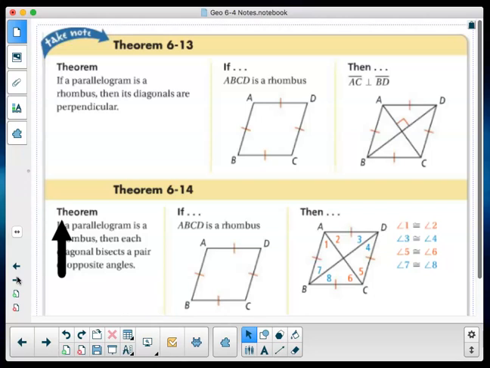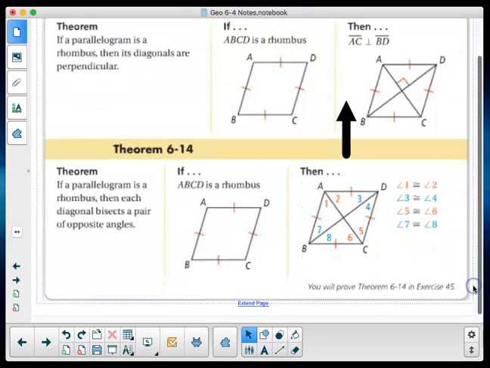Now in this next one, if ABCD is a rhombus, if a parallelogram is a rhombus, then its diagonals are perpendicular. Then when I draw diagonals, I get a right angle. This is important. Diagonals are perpendicular in a rhombus. Oh, that's kind of nice to know. Now, if a parallelogram is a rhombus, then each diagonal bisects a pair of opposite angles. Oh, the diagonals are angle bisectors.